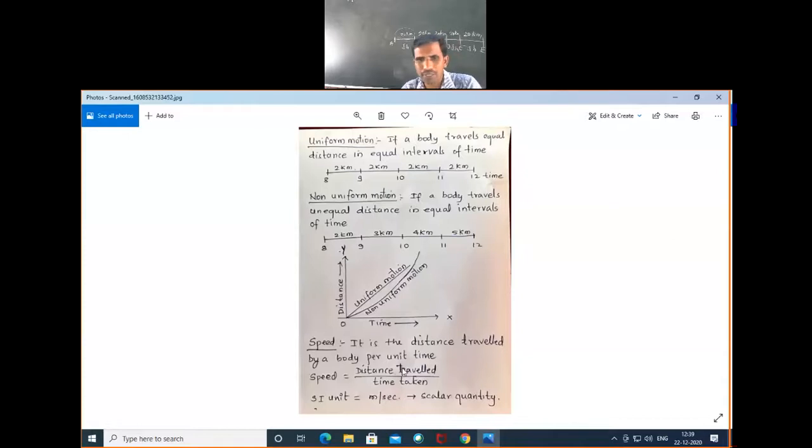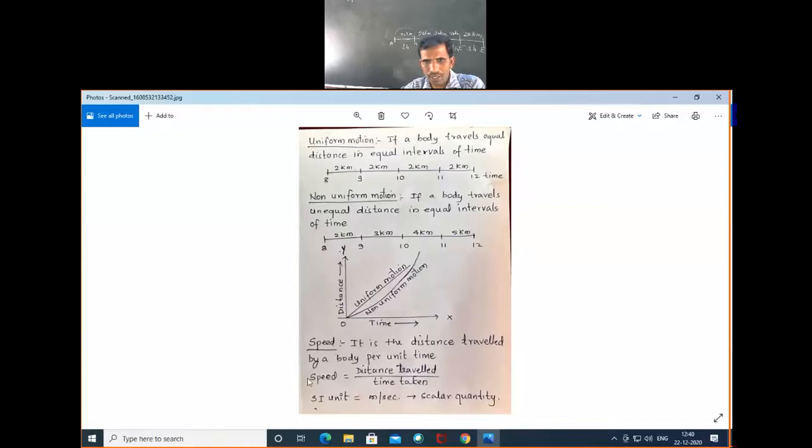So 1 unit time means for 1 hour, how much has it traveled? How fast is the object traveling? So per unit time means the distance traveled by the body per unit time. So 1 unit time means in 1 second it went this much distance, in the next second it went this much distance. Understood? So write it down. It is the distance traveled by the body per unit time.